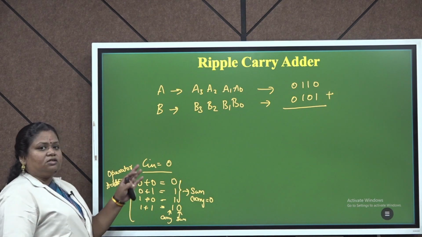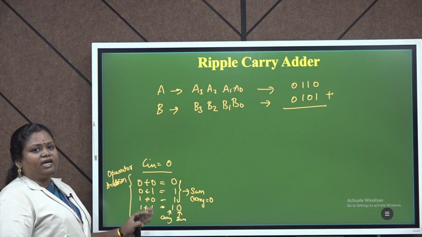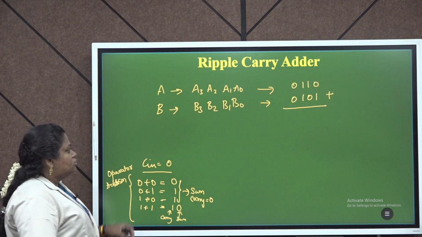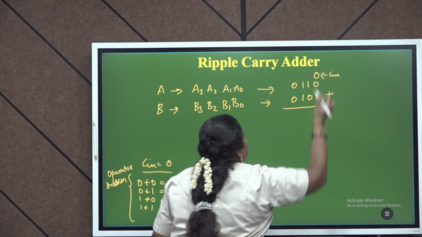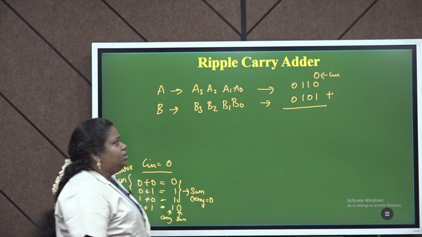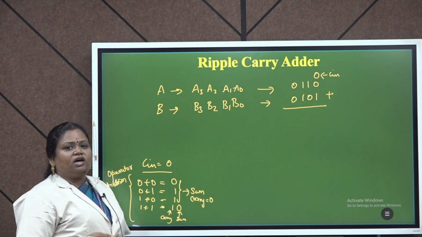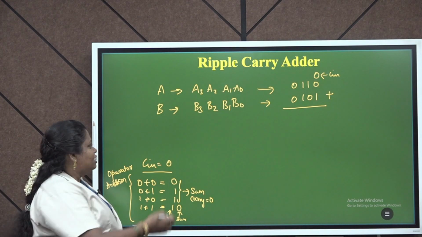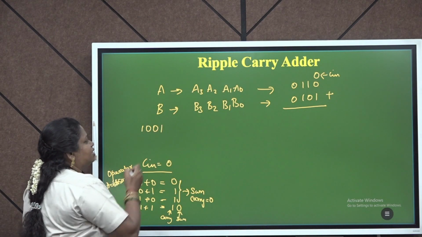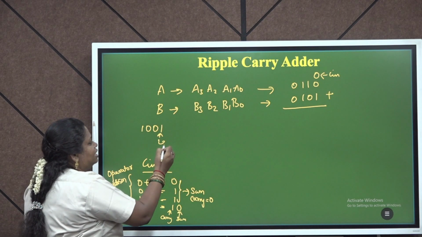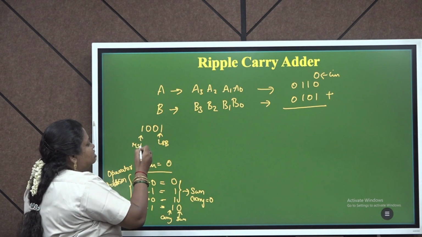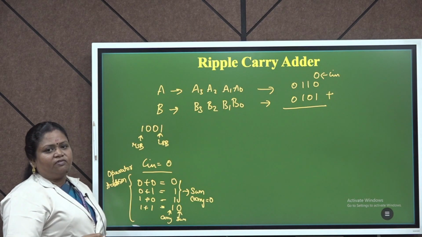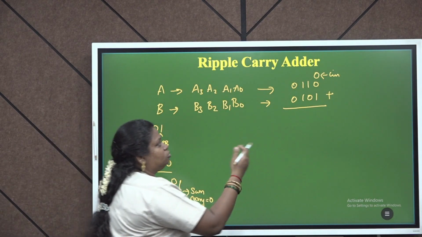So we have to consider this basic rule when we do a ripple carry adder design process. I am taking my C in as 0 here, and whenever we do a process, we have to do it from the LSB bit. If I am taking this as my number, this is considered as my LSB bit, that is least significant bit, and this is considered as my MSB bit, the most significant bit. So we go from the right hand side to the left hand side.